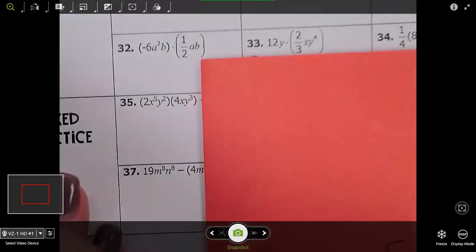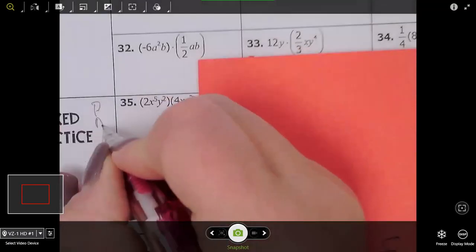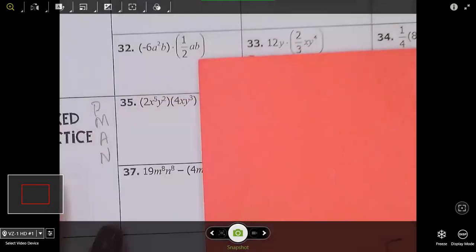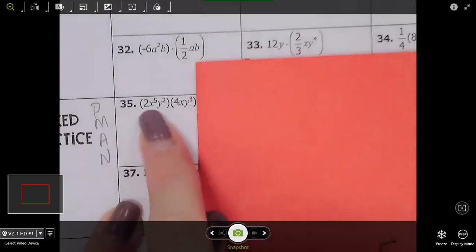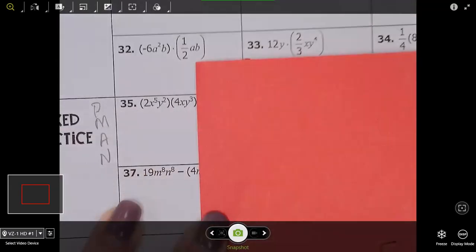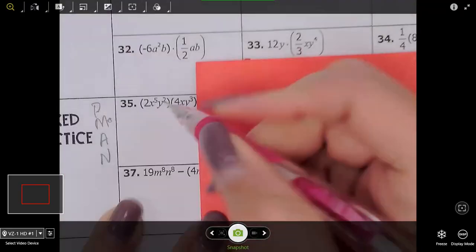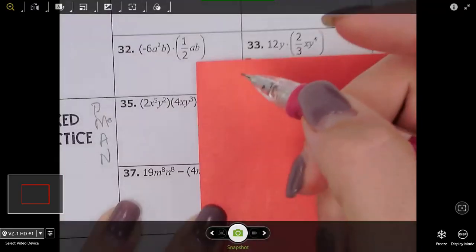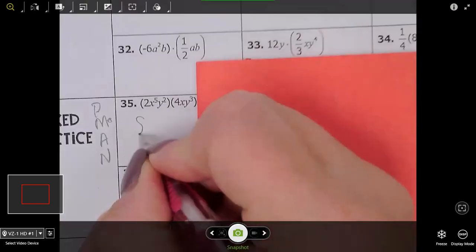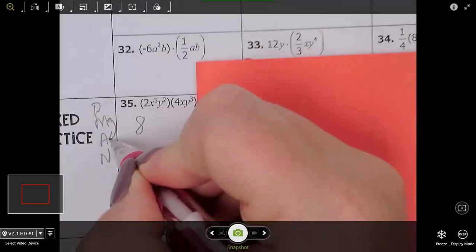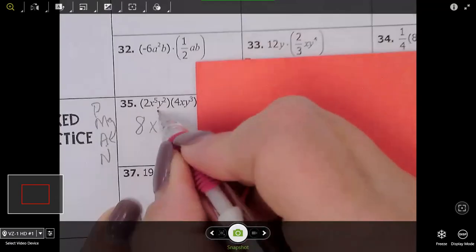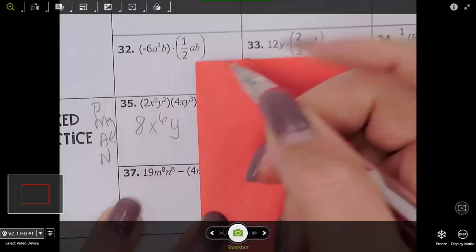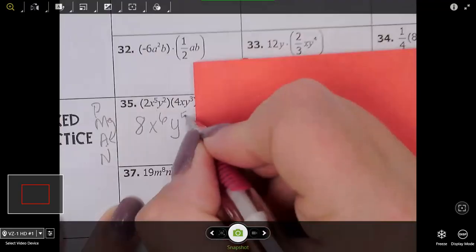All right, so let me get my P-man. That's like my little blankie that I carry around. It's kind of like my comfort tool here. All right, so I'm looking at this going, what do I do to the 2 and the 4? Well, it says multiply. So I'm going to multiply 2 times 4. What's that? 8. So if I just multiplied, I'm going to look down and add my x exponents, and I'm going to add my y exponents. And there we go, I got it.